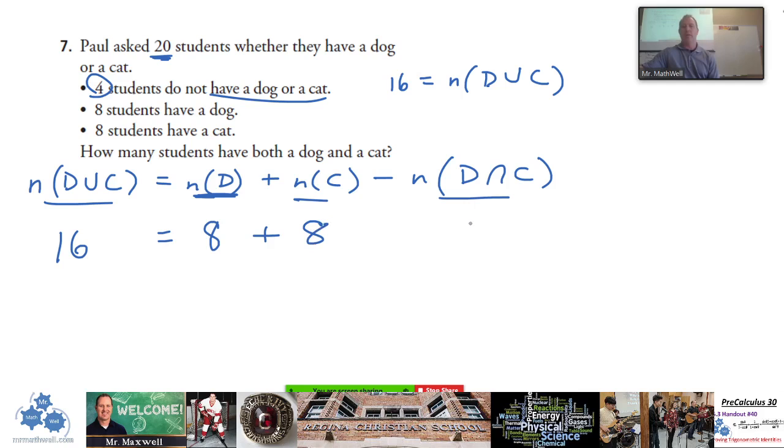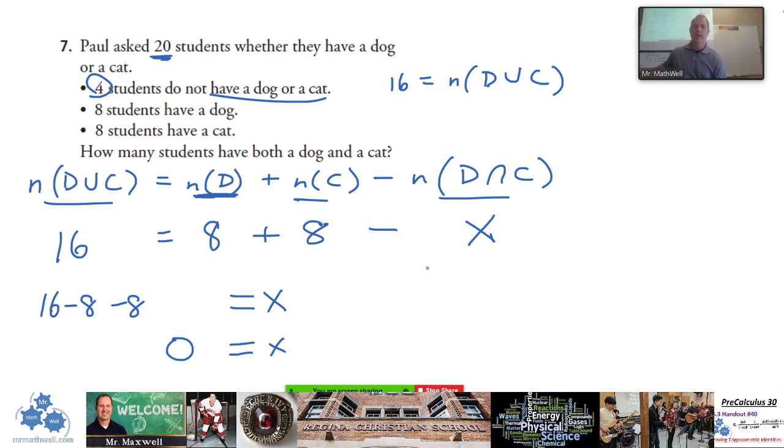Well, that's this one, right? We really don't know what this one is. That's the unknown. So you can use that principle of inclusion and exclusion formula. You can substitute the values in there. You can solve for x. So x here equals 16 minus 8 minus 8. X equals 0. 0 people have both a dog and a cat.